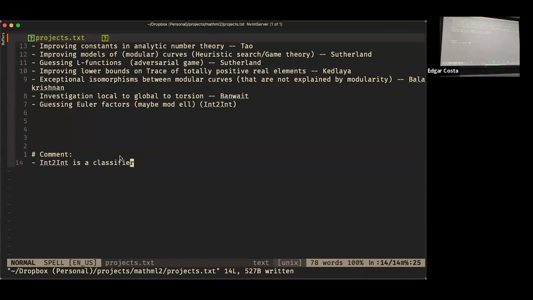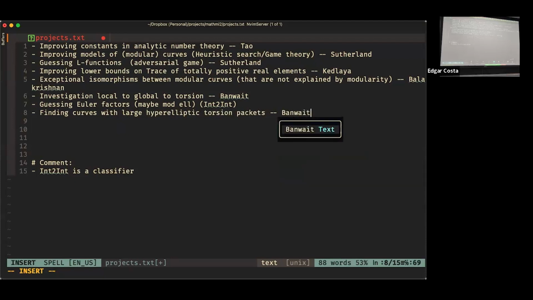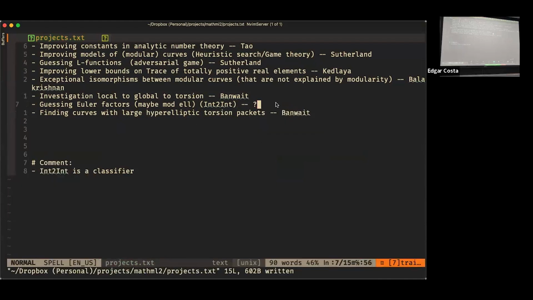This actually goes back to Michael Stoll, who has stated this problem a few times, most recently at the MIT Mordell conference. It has to do with finding curves with large hyperelliptic torsion packets. So you take a curve of genus, I'll keep it simple, 2 over Q, but the problem is actually over an algebraically closed field. You embed it into its Jacobian using the geometric Abel-Jacobi embedding, and then you look at the intersection of the curve with the torsion on the Jacobian.